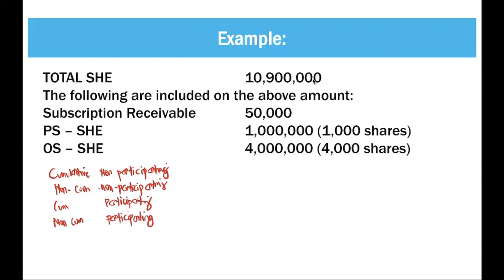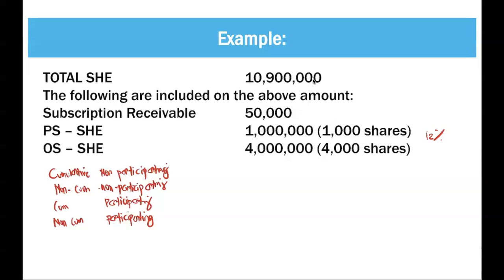Okay. So let's assume that our total shareholders' equity based on this problem is 10.9 million. And then we have the following, which is included in that value. We have your subscription receivable, 50,000. And then we have your PSG, 1 million, composed of 1,000 shares. Let's say it is 12%. And then we have your ordinary shares, shareholders' equity, 4 million pesos.